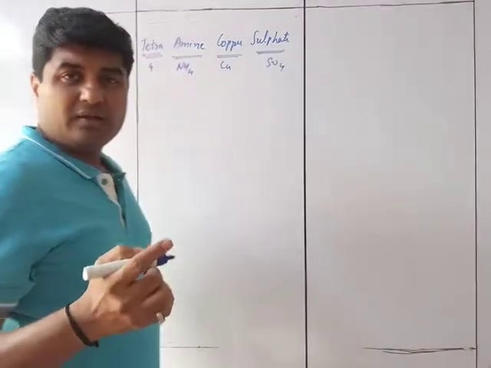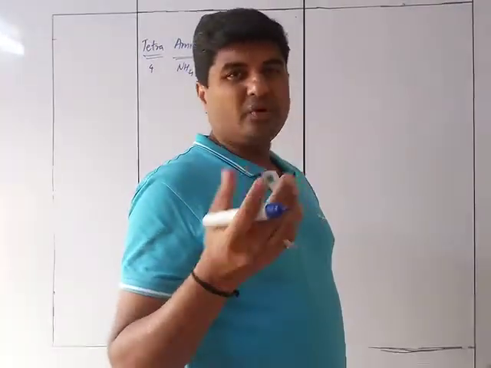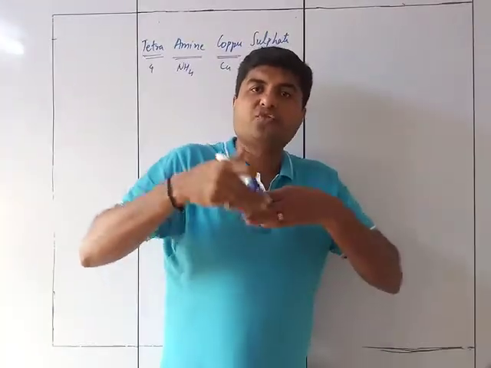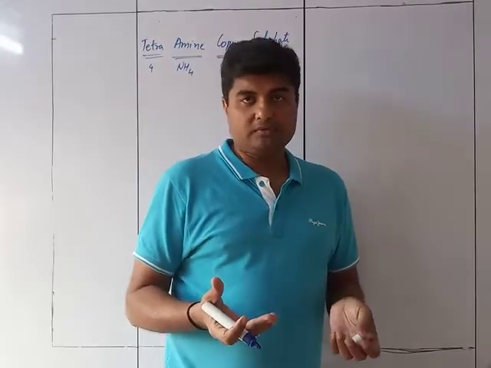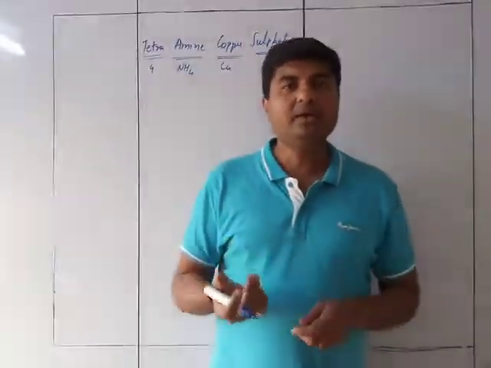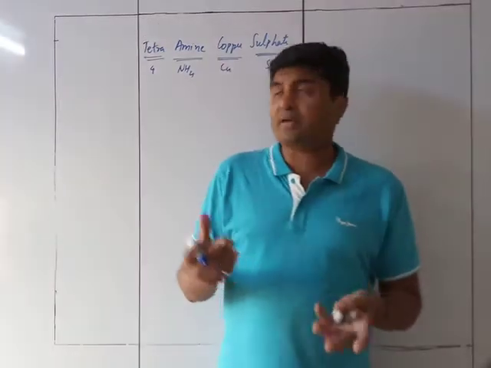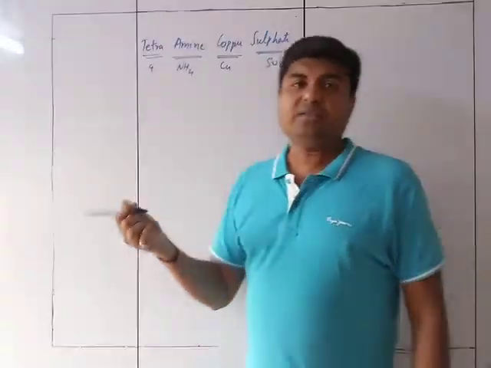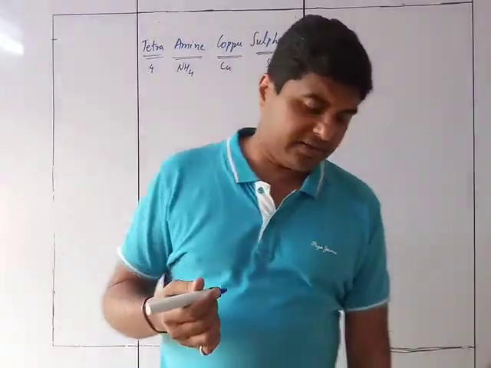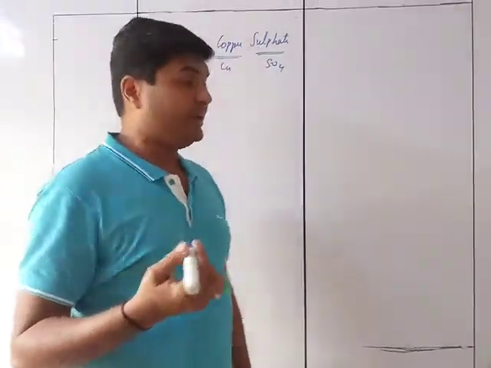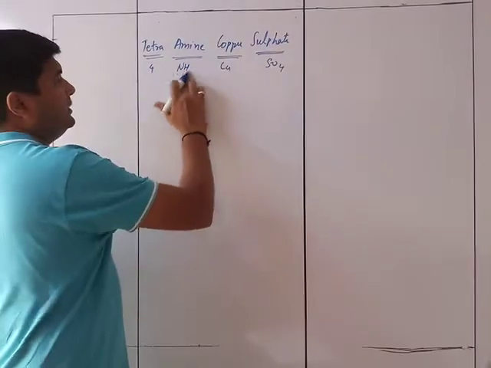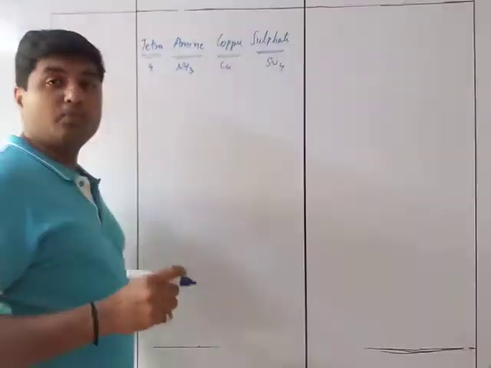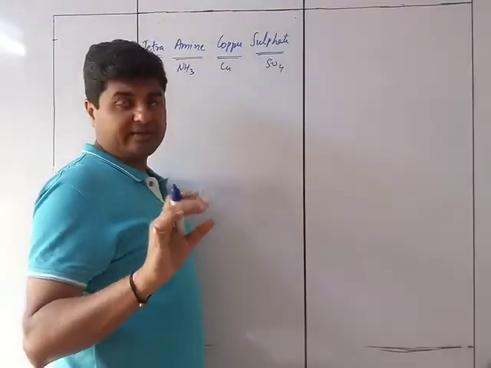Tetra 4, like tetra pack, has 4 layers. That's why it is called a tetra pack. The fruit juice and similar packs have 4 layers. So tetra means 4. Amine is having a presence of ammonia in it, that is NH3. So ammonia is NH3, ammonium is NH4.